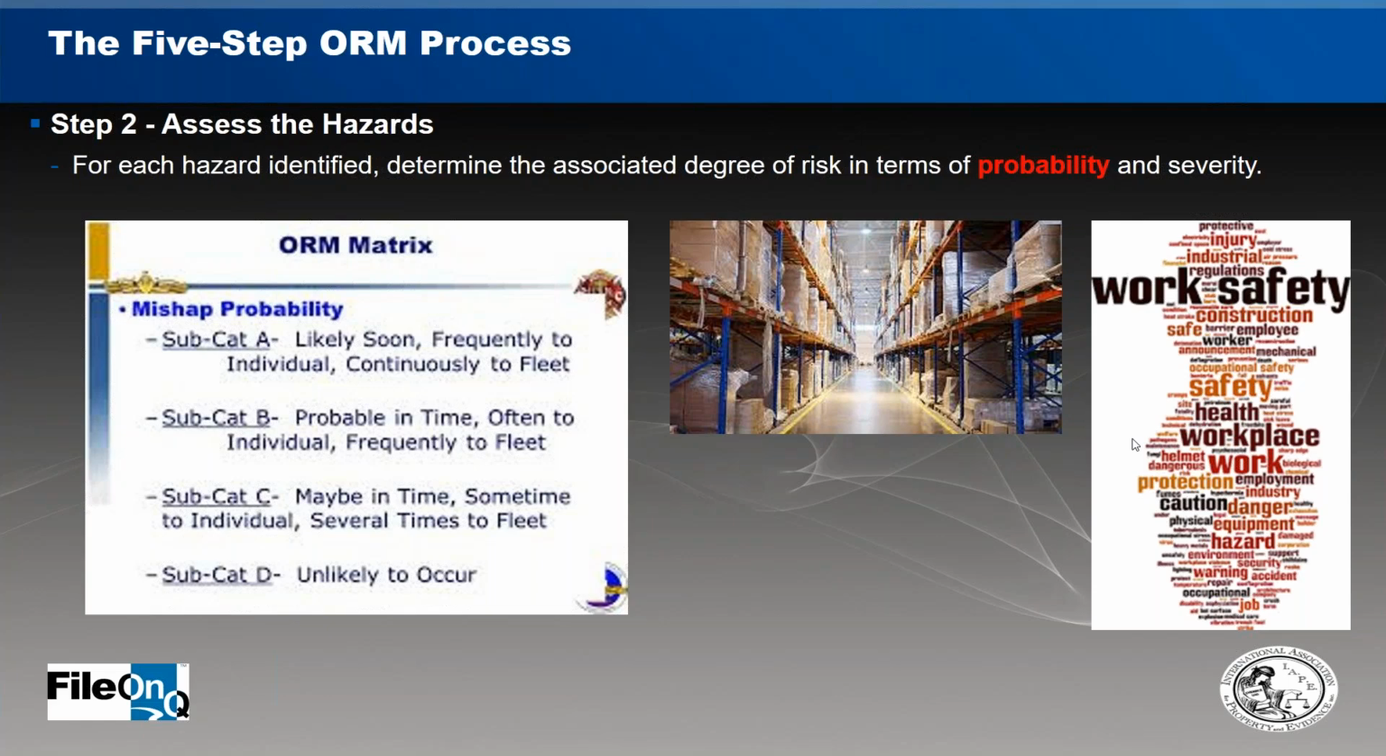You can see in the example on the screen that we've got these 4 categories of mishap probability. How often do you expect something to happen? So this is attached to the number of times that you might face such a risk.